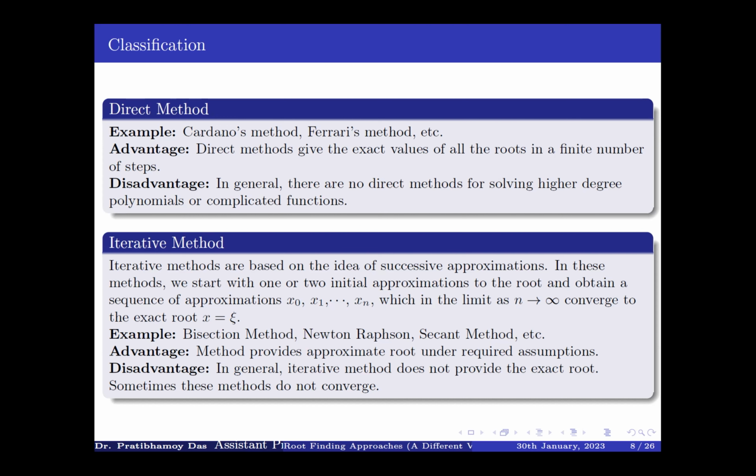Similarly, for the one-dimensional case, f from R to R, there is bisection, which is an iterative method. Newton-Raphson is also an iterative method, but f should be differentiable. For the second, I don't need f to be differentiable, but I need two initial guesses. Second. Okay.